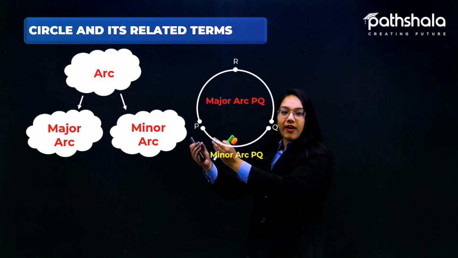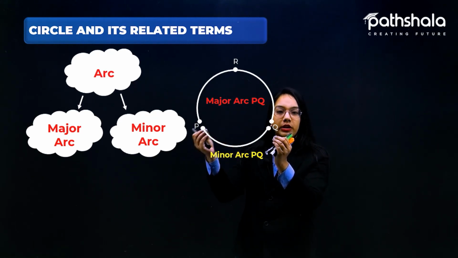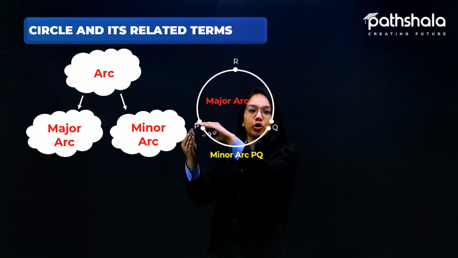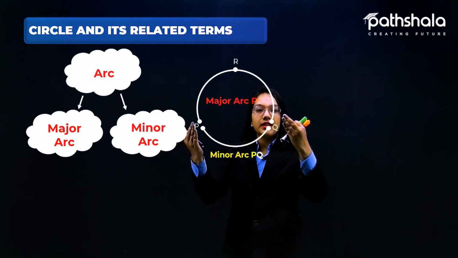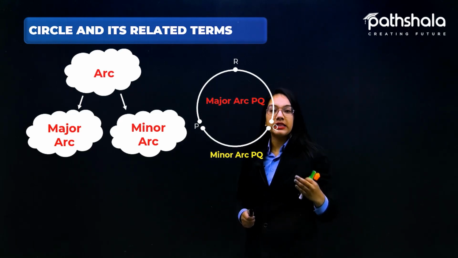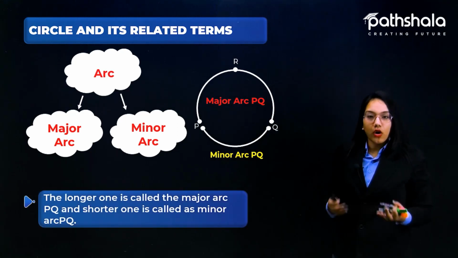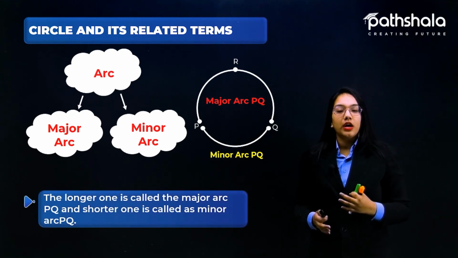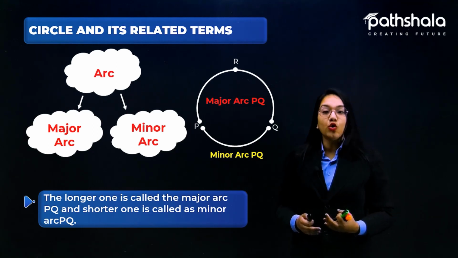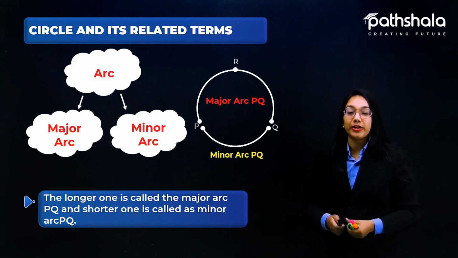As you can see, this particular piece of the circle in between the points P and Q is called the minor arc. And this PRQ is called the major arc, which has the longest length with respect to the minor arc. So the longer one is called the major arc PQ, and the shorter one is called the minor arc PQ.